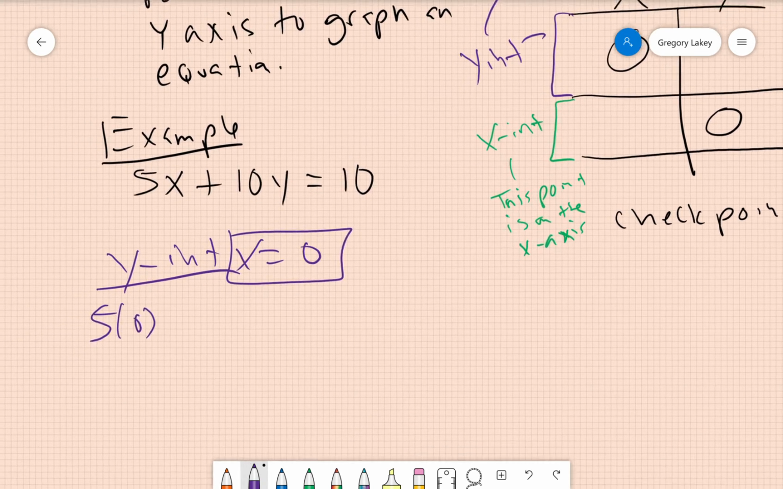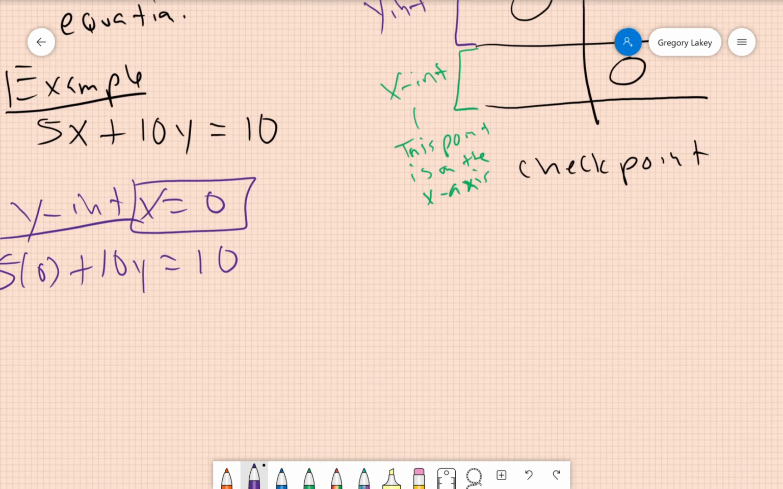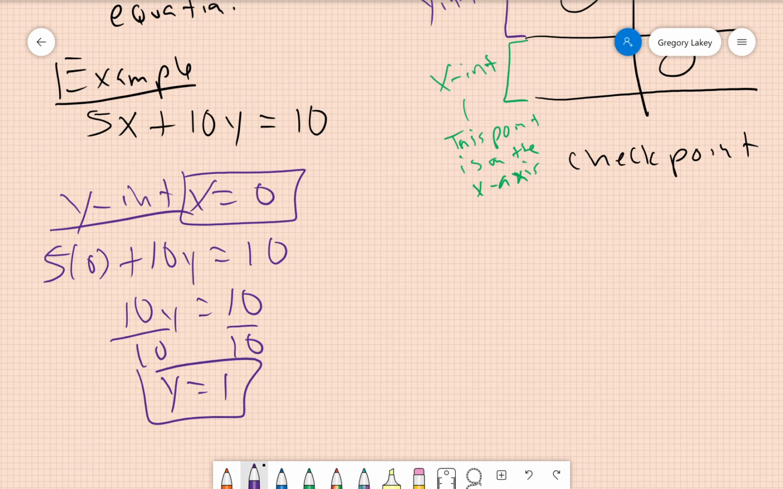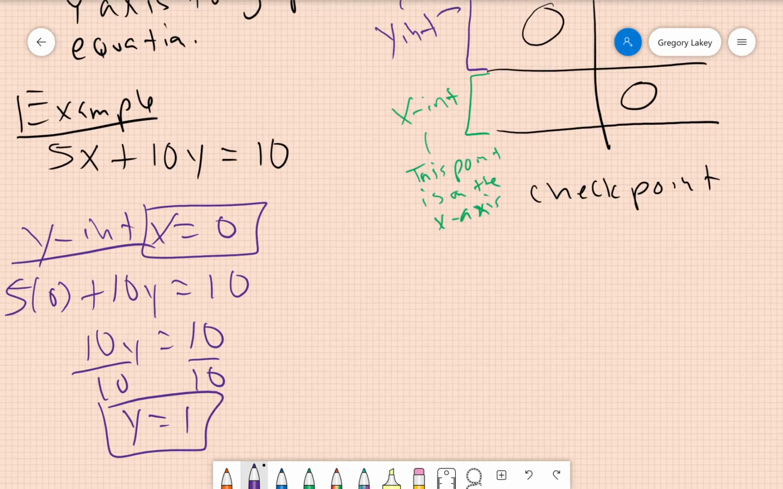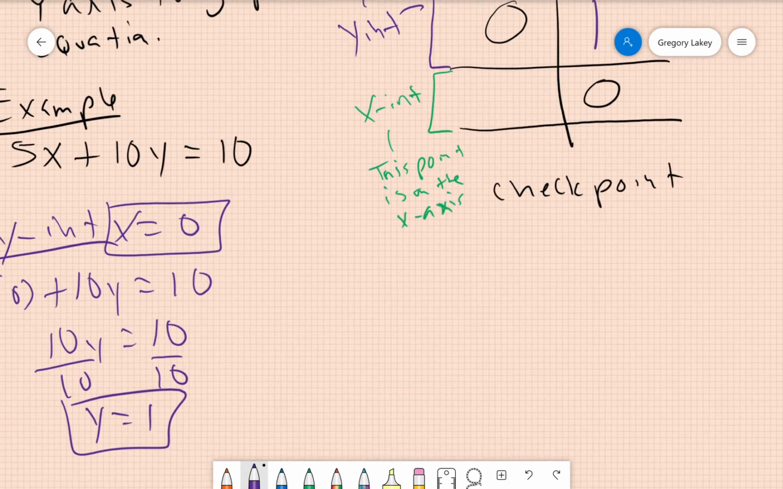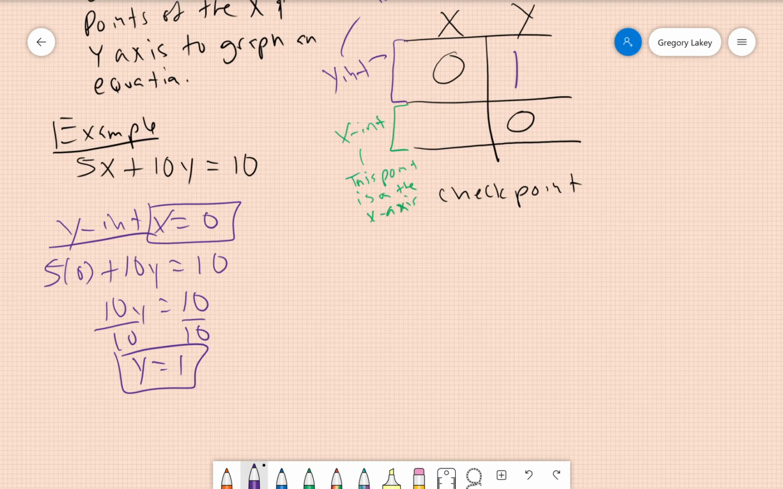So 5 times 0 plus 10y equals 10. 5 times 0 is 0. 10y equals 10. Divide both sides by 10, so we know that y is going to be 1. As soon as you solve for that value, go ahead and place it right inside the box. So now that part is solved. We now have the y-intercept of this equation.